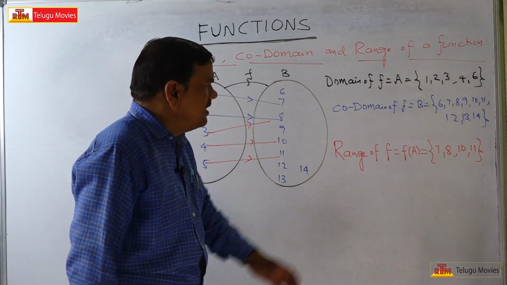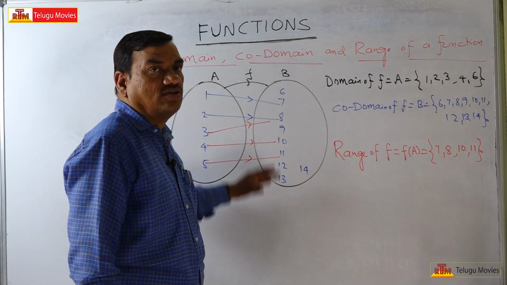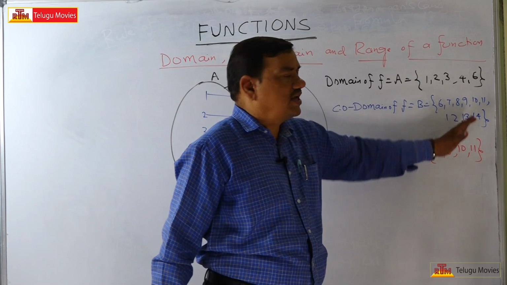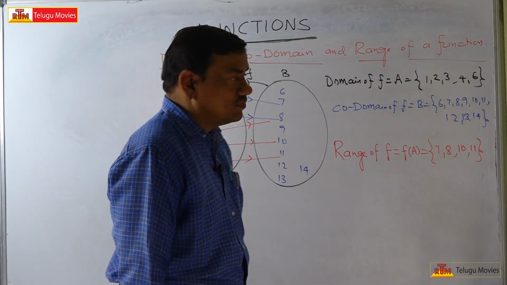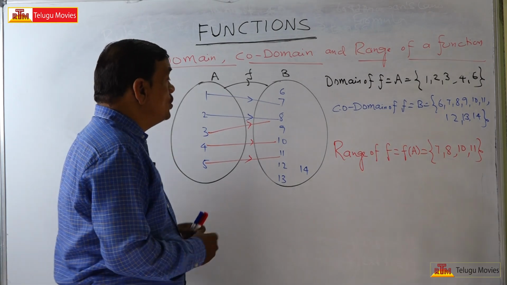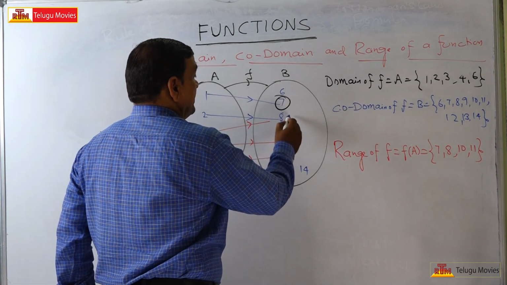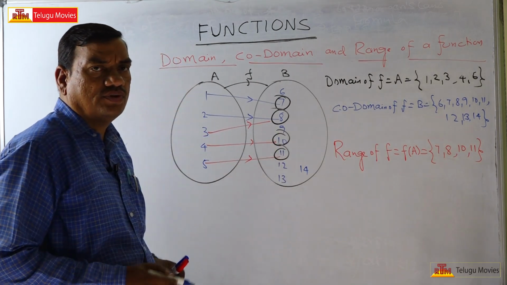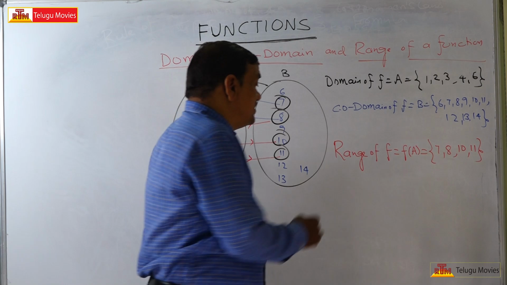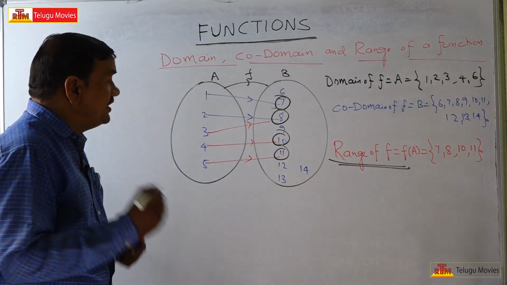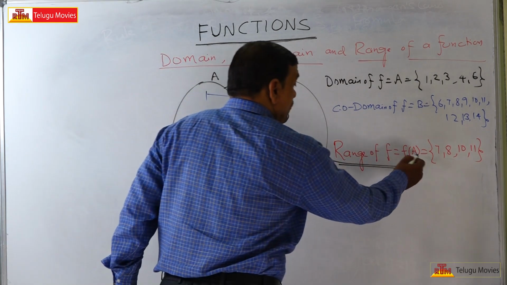Next, codomain means all the guests: 6, 7, 8, 9, 10, 11, 12, 13, 14, all the guests. They are our codomain. In the codomain, among the guests, those who are actually participating, 7, 8, 10, 11, are very active. So they started the commotion. So this is called the range of the function. It is denoted by f of A.